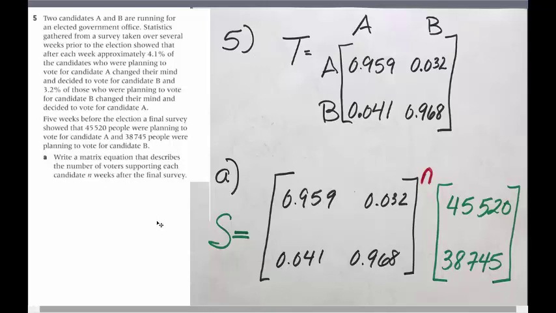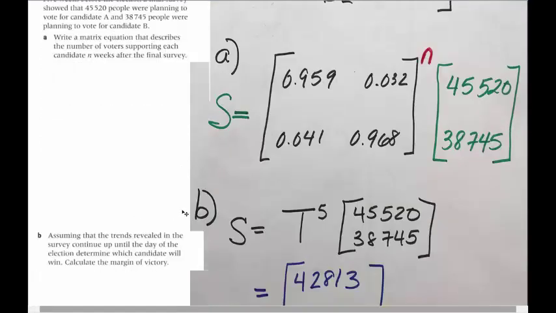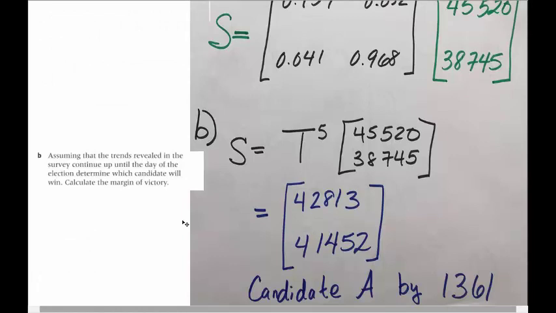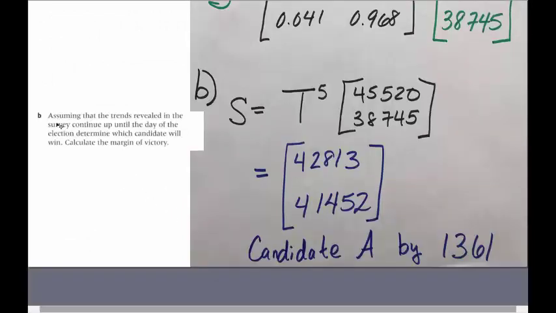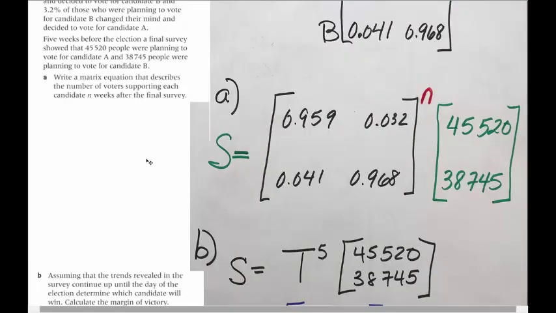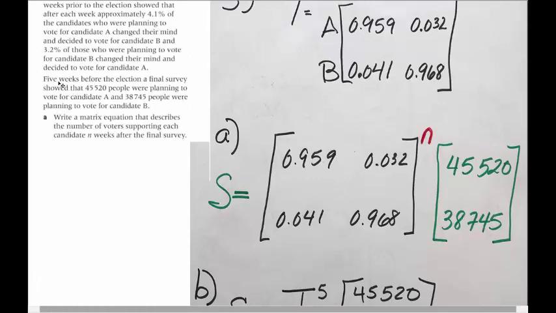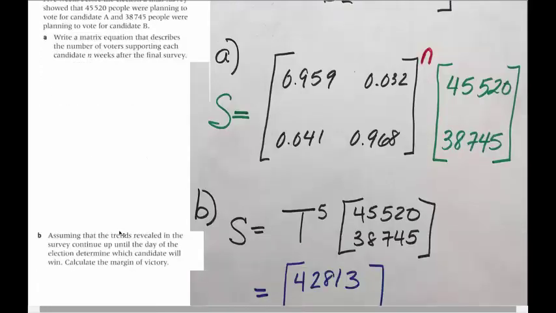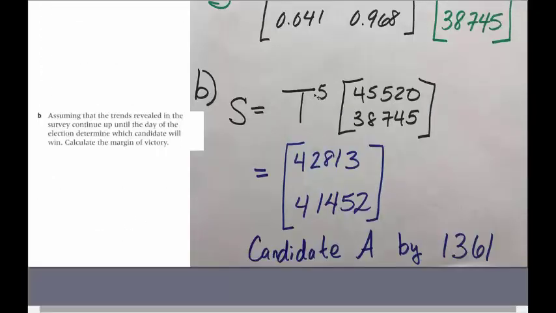And then part B asks exactly that question, and that is, assume that the trends continue up until the day of the election. What will be the margin of victory? And the thing we have to remember is that this was done 5 weeks before the election. So our exponent, we're going to calculate with the transition matrix 5 times for the 5 weeks.